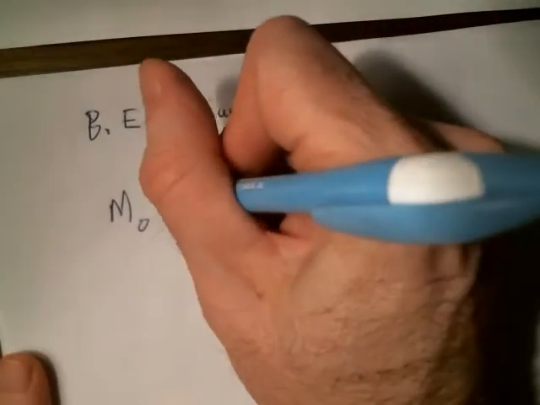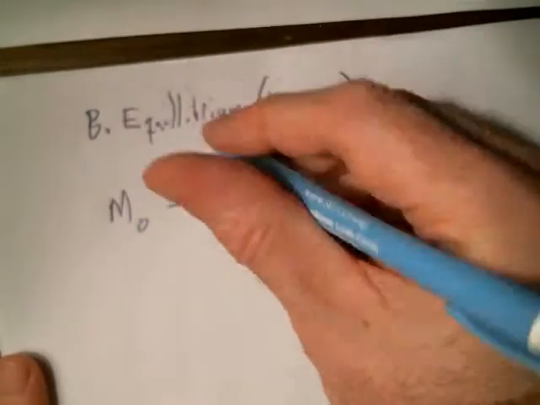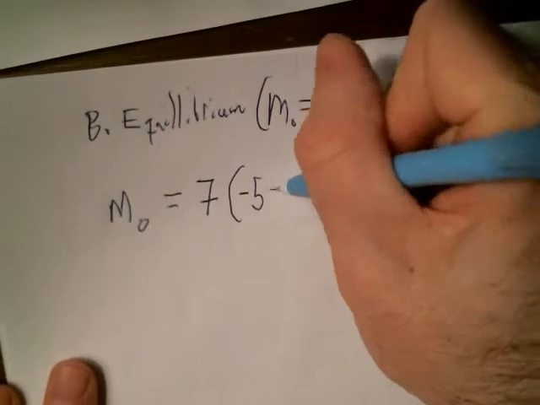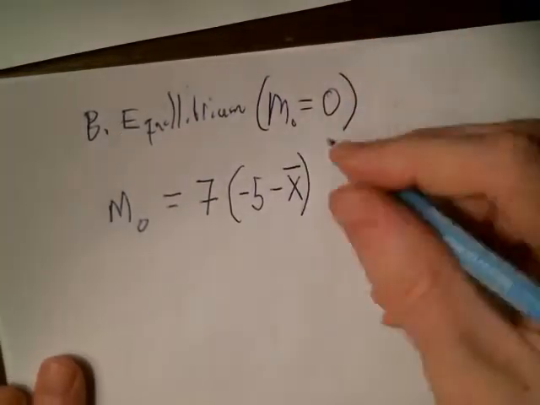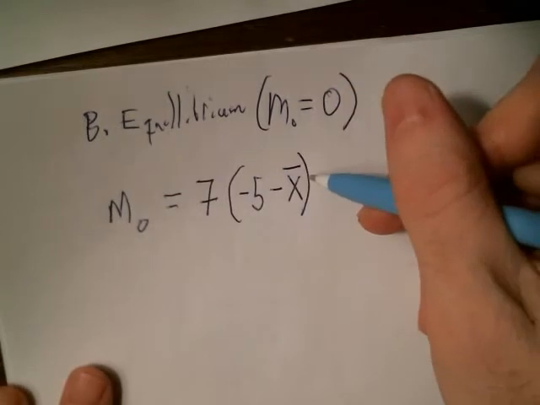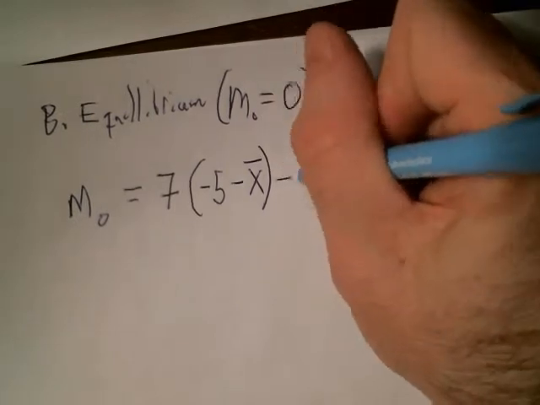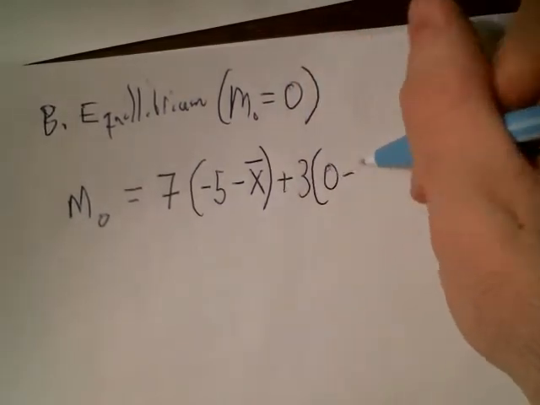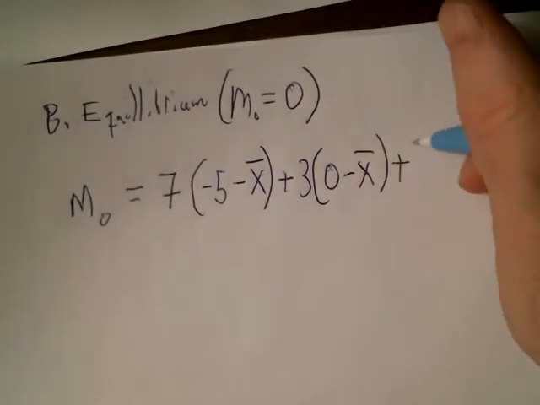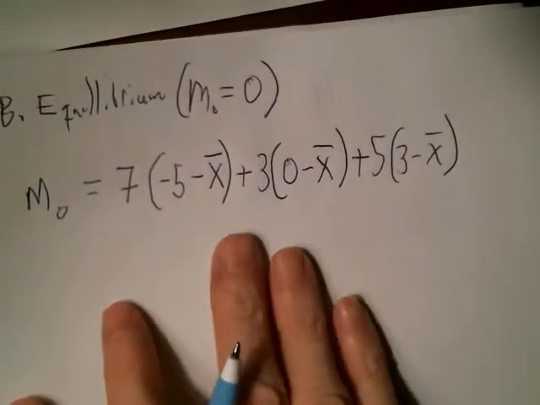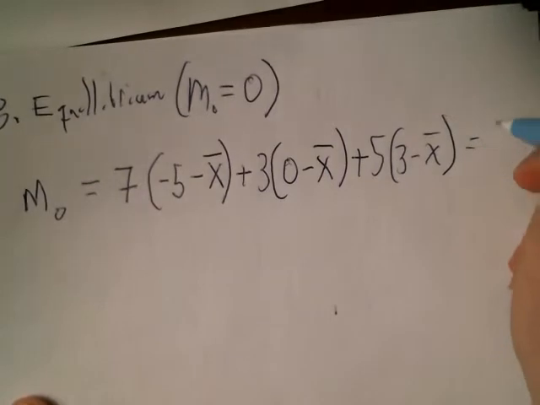I need to find this point such that the sum resulting from this business where we're going mass times distance. So the sum, in this case, was 7 times -5, and then we're going to do some sort of shift of the system by x bar, where x bar will be our center of mass or our point of equilibrium. So it'd be that plus 3 times (0 minus x bar) plus 5 times (3 minus x bar). And for this thing to be in equilibrium, we need m sub 0 to equal 0.